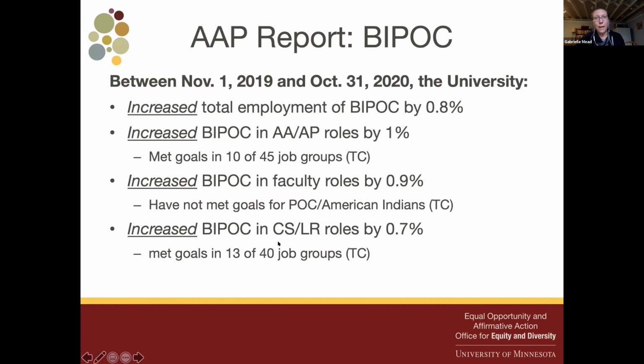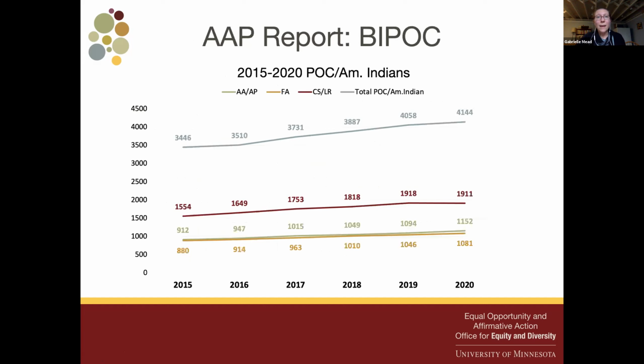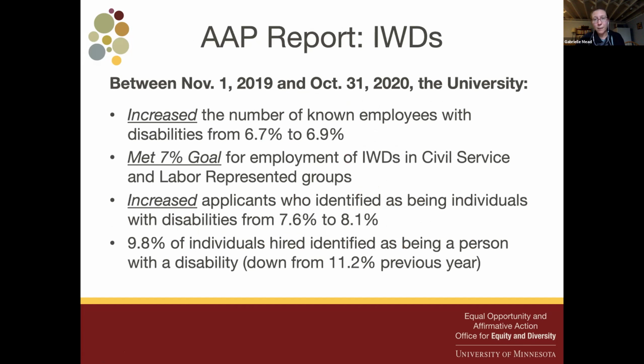I'll show you the BIPOC page, increased in all of those categories as well, but we still have a number of job groups where we haven't met those specific goals. And then I'll just point out that with individuals with disabilities, we have met and exceeded our goals in the labor represented and civil service job groups. I think one of them may have even hit 11%. Maybe not in every job group, but if you look at all the civil service and labor represented employees together, we have met that goal. Overall, we're at 6.9%, so we're really close overall at the university.